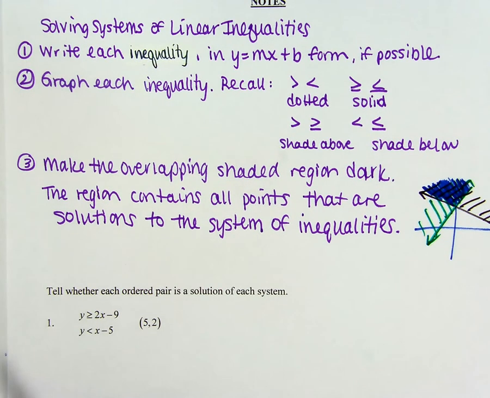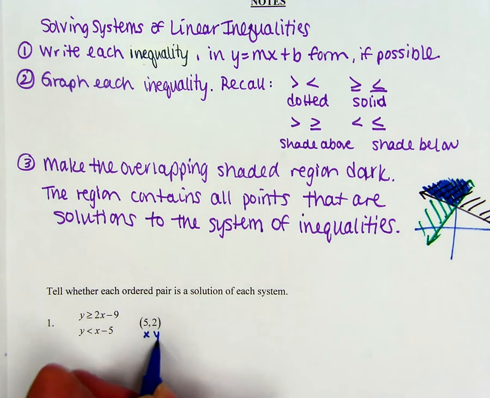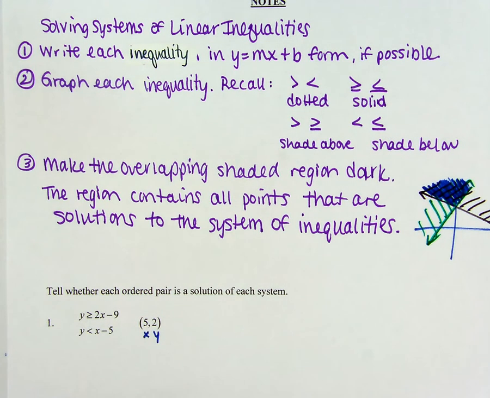So the first problem actually doesn't have to do with a graph. You could do this algebraically. Tell whether each ordered pair is a solution to the system. So solutions are points that make the original problems true. If you take your x and y and substitute into the top inequality and the bottom inequality, and if they both turn out to be true, then yes, it's a solution. If one or both are false, then it's not a solution.